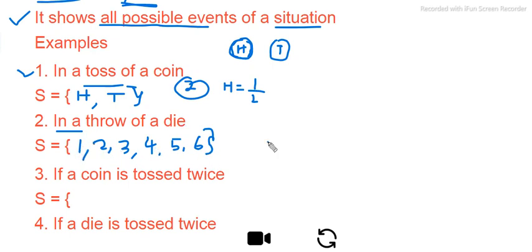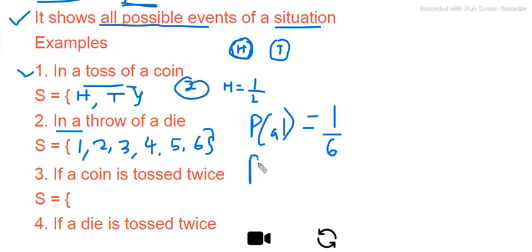So if a die is being thrown, what is the probability that we are going to have 1? How many 1 do we have? We have just 1, over how many in total? 6. So the probability of having a 1 is 1 over 6.